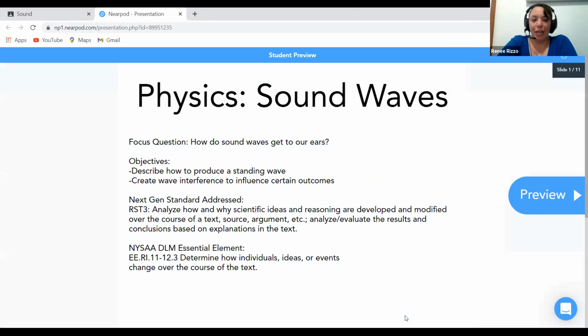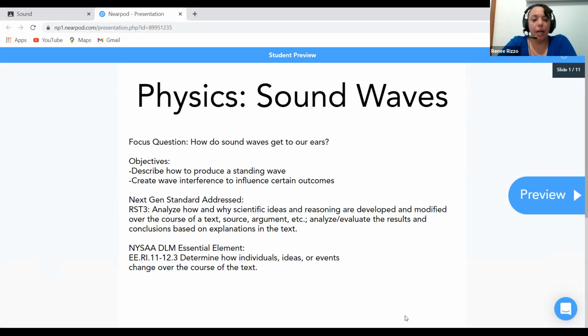Physics sound waves. From the original lesson, focus question: how do sound waves get to our ears? Objectives: describe how to produce a standing wave. Create wave interference to influence certain outcomes. The Next Generation standard, I believe, is addressed.